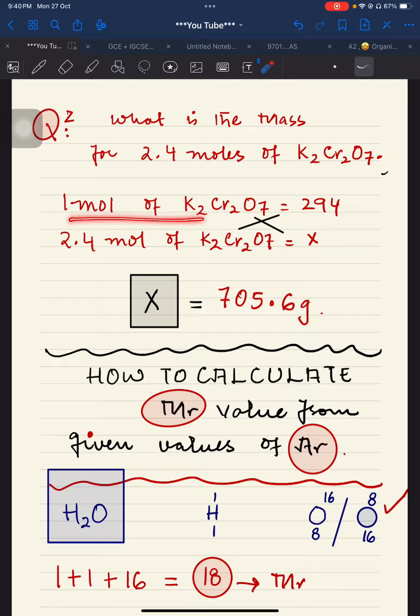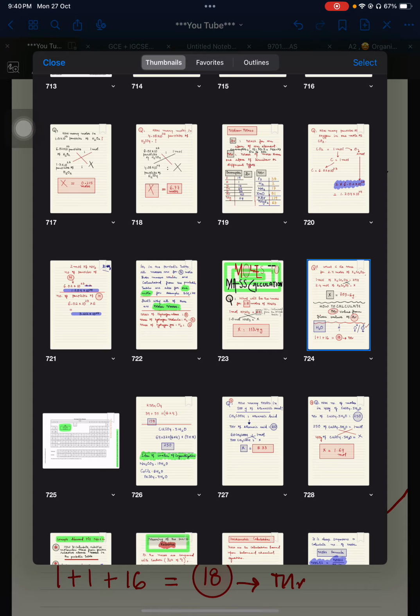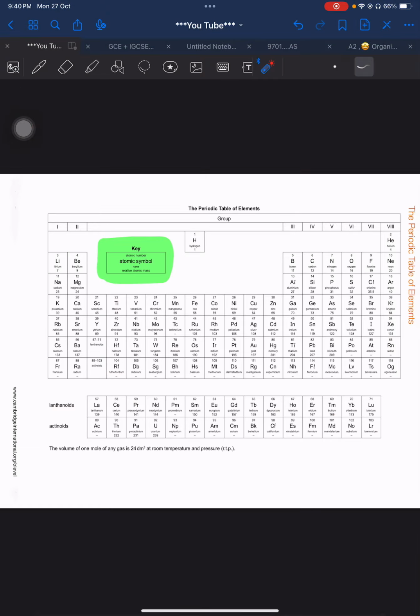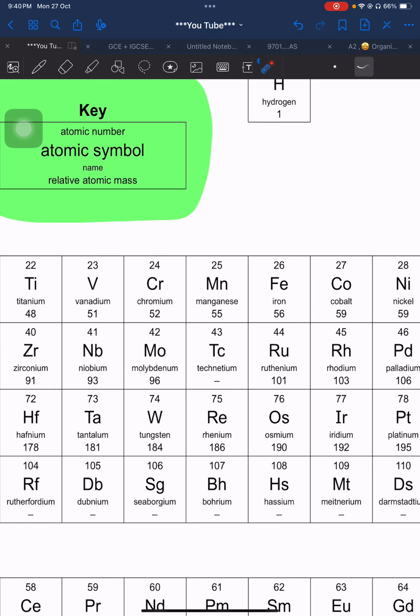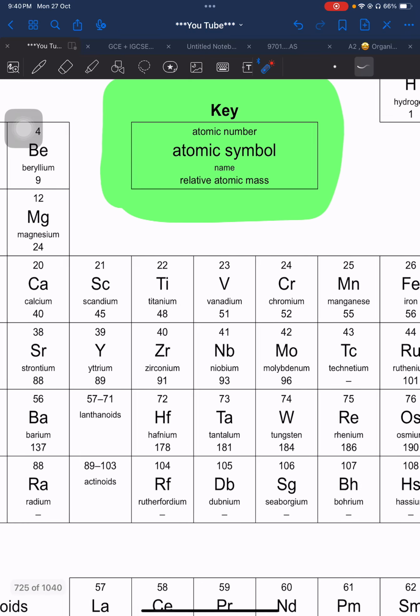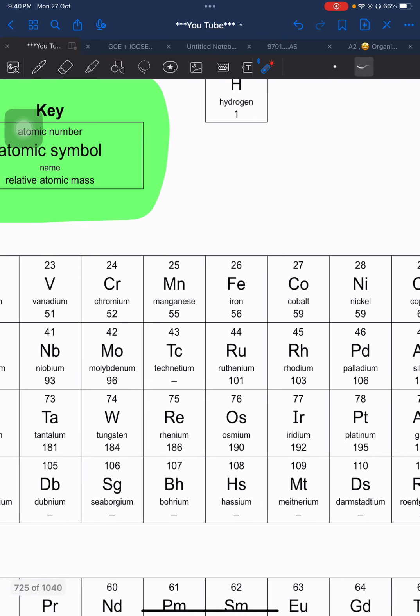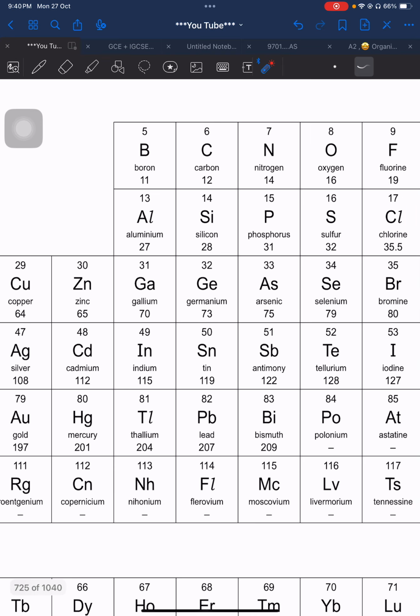We can say that 1 mole of K2Cr2O7 is equal to 294. How do I know this? I have just looked into the periodic table, and I am going to share that periodic table with you right now again. Fortunately, it is on the very next page. So we can check that chromium is 52, whereas K is 39 and oxygen is 16. You can check this right now.